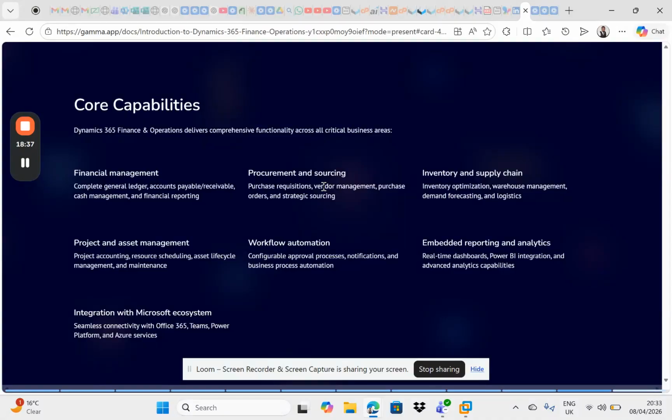And then you have embedded reporting and analytics. In this, you have a real-time dashboard that gives you data or visual reports on the situation of the company. You can see the sales and all that. You also have the ability to integrate Power BI, which is business intelligence, and then advanced analytics capabilities. Then you also have the capability of it being integrated seamlessly.